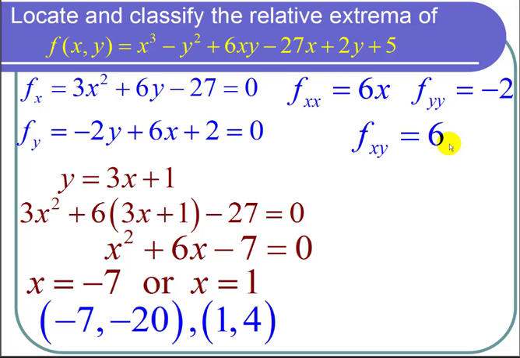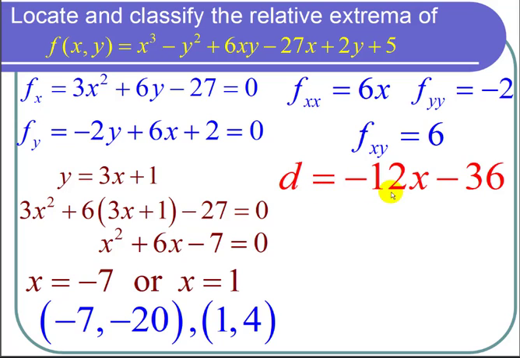So now if you remember, the second partials test involves this D function, which is f x x times f y y minus f x y squared. So we take 6x times negative 2 is negative 12x minus f x y squared, or minus 36. So you get that D is negative 12x minus 36. So now I plug in the points. I plug in x as negative 7 and y as negative 20. Here we just have an x.